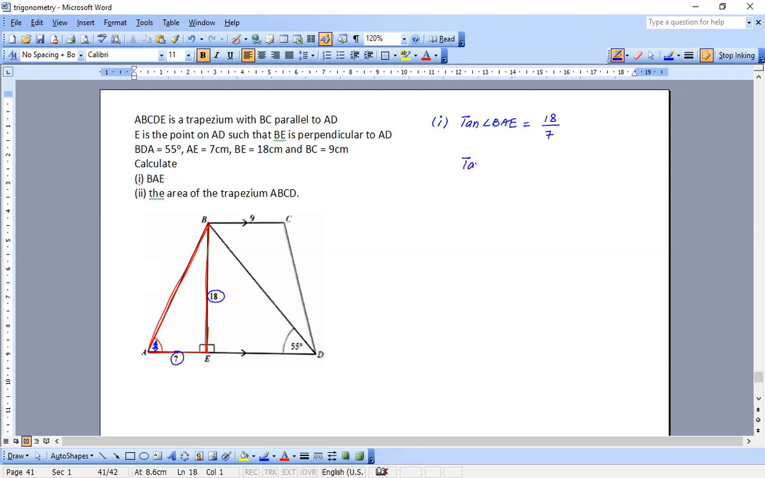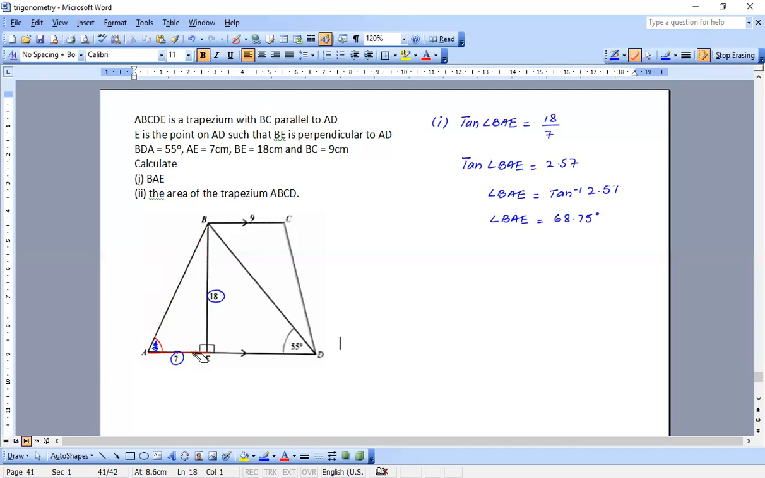I can say tangent angle BAE is equal to 2.57, and to find out the value of angle BAE, I'll remove the tangent and I'll move it to this side. It becomes tangent inverse 2.57. So let's take tangent inverse of 2.57. That is going to be 68.75. So angle BAE is equal to 68.75 degrees, right?